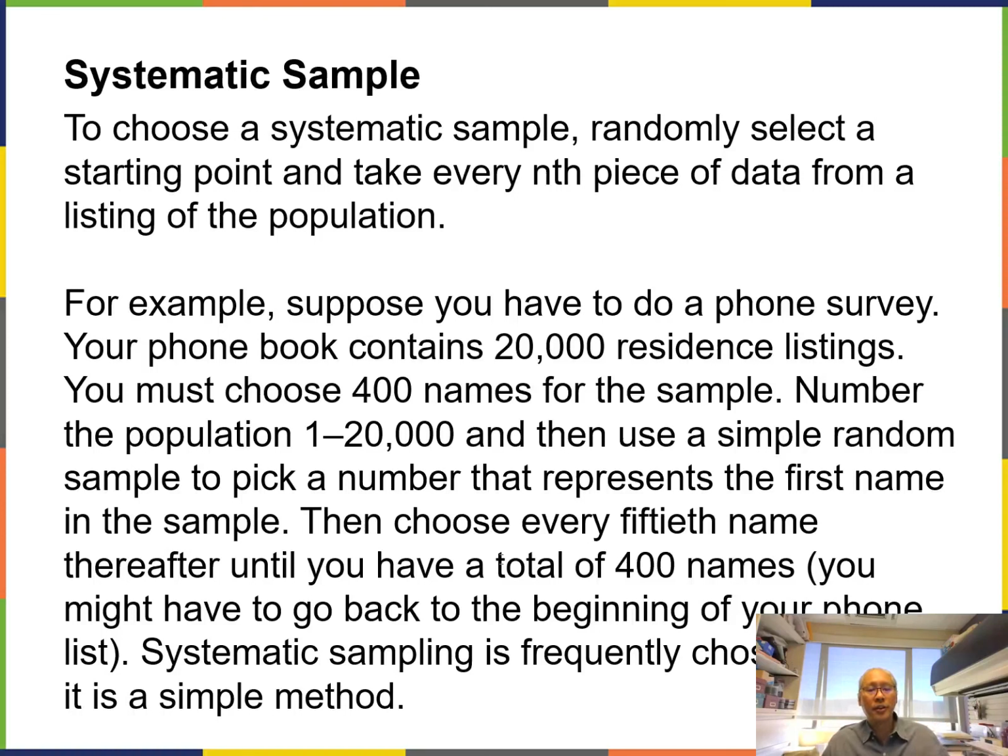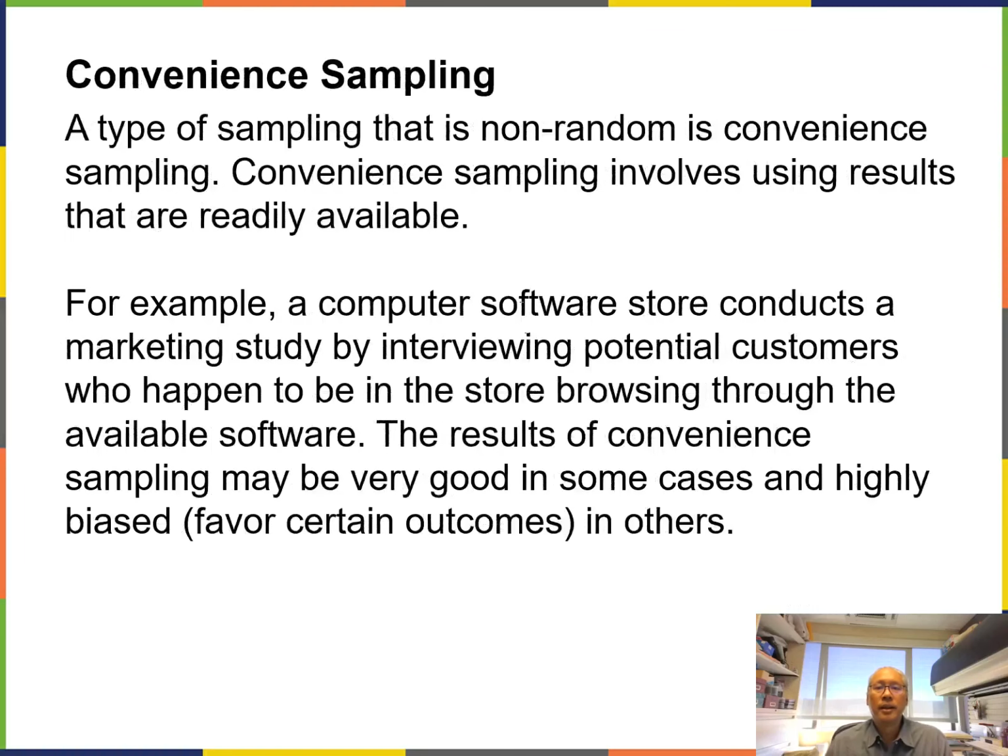So you go down to 50, and then you take that phone number, and then you go down to 100, you take that phone number, and you go down to 150, take that phone number, until you get to the end of the phone book where you would have obtained 400 numbers. And so that's another way to collect the sample.